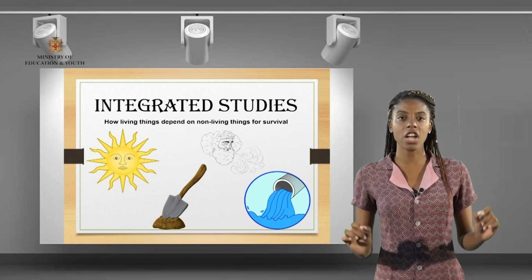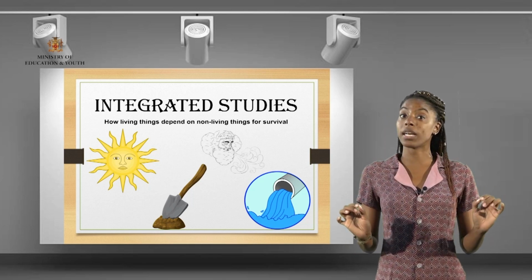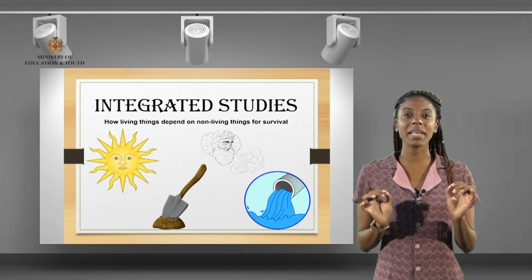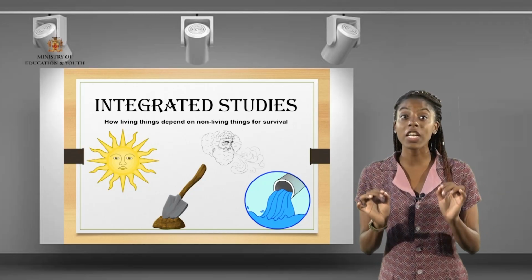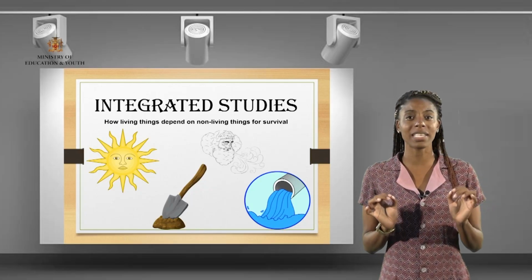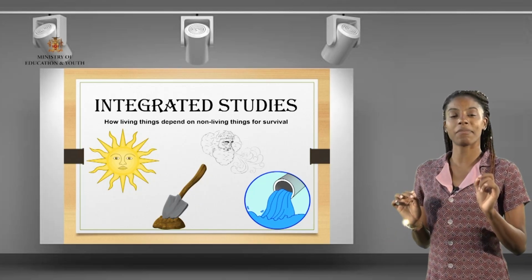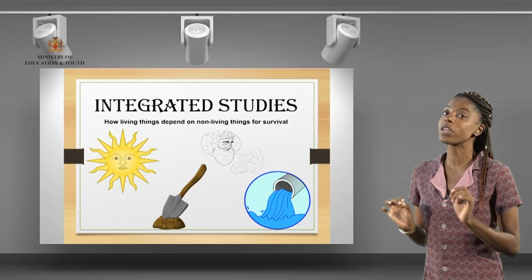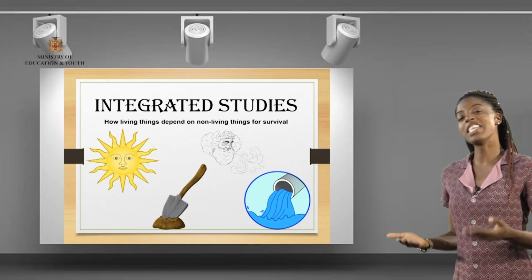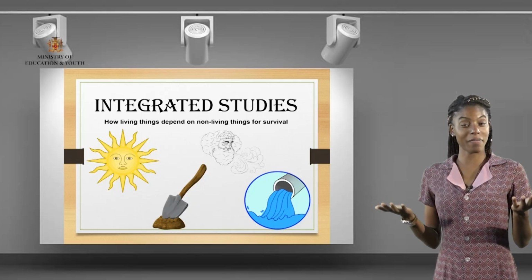Living things need non-living things to survive. Without food, water, and air, living things would die. Sunlight, shelter, and soil are also important for living things. Now, boys and girls, we're going to be looking at a few pictures to help us understand how living things need non-living things to survive. Let's look at our first picture.